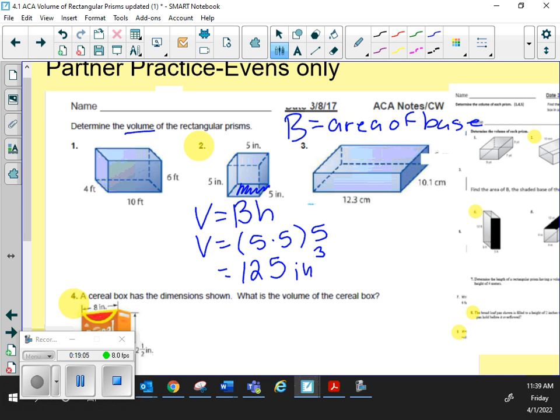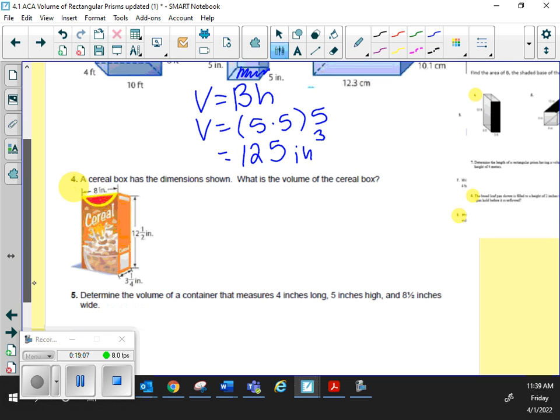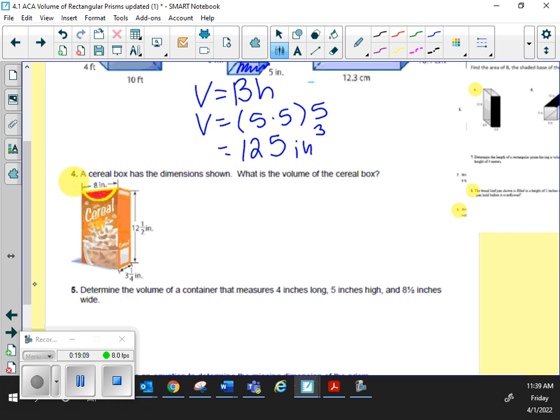Okay. Let me do another one. A cereal box has the dimensions of 4. What is the volume? So, we're going to start with our formula. What's my formula? Capital B H. Class, big B stands for? Area of the base. Very good.